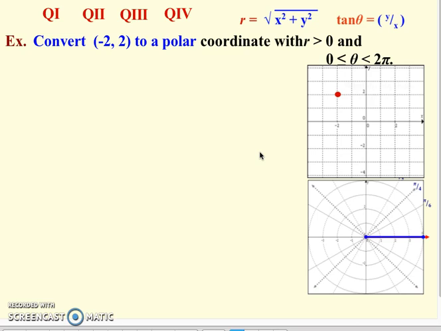So what you need to do is get your r calculation going, tangent of theta, and keep track of your quadrant. I'm about out of time on this video, so we're going to pick up on the second video to finish the example and the rest of the examples.